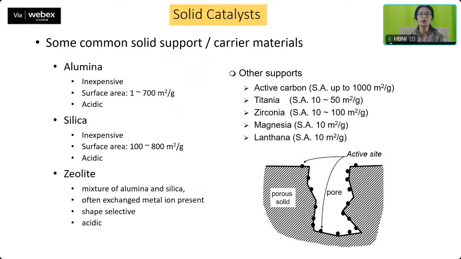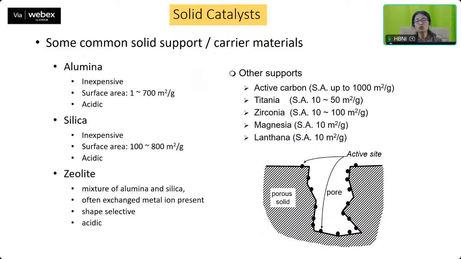What are some common solid support or carrier materials? It can be alumina, which is inexpensive and acidic in nature. Then you can have silica, which is also inexpensive and acidic in nature. And you can also have zeolite, which is a mixture of alumina and silica, often with exchanged metal ions present. It is shape selective and it is also acidic.